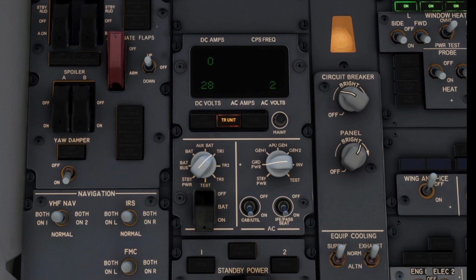Let's check TR2 and TR3. Both TR2 and 3 show DC amps.